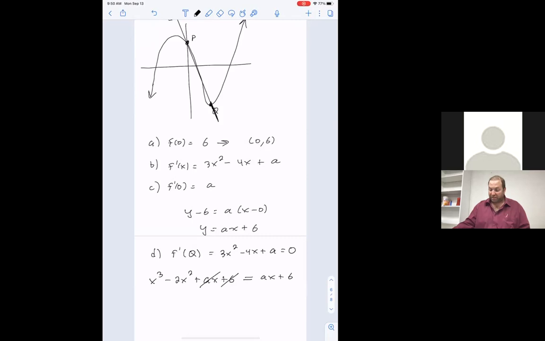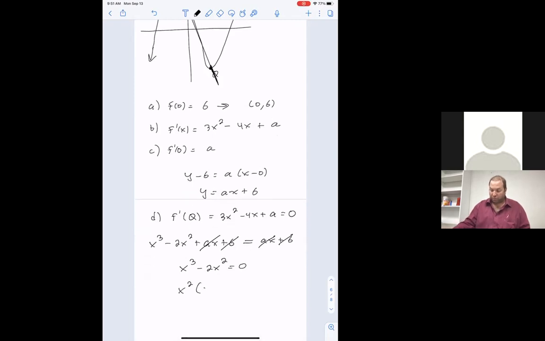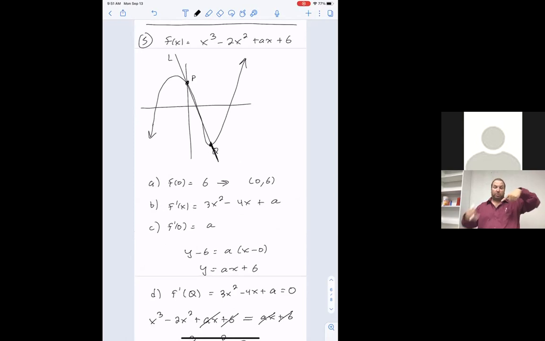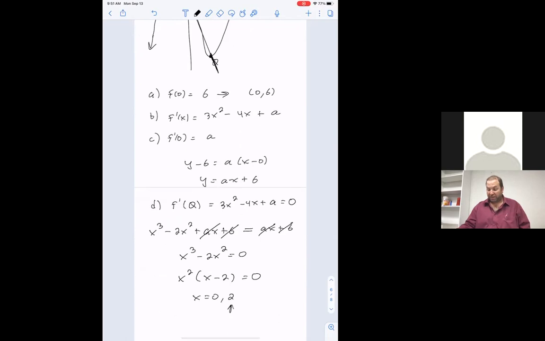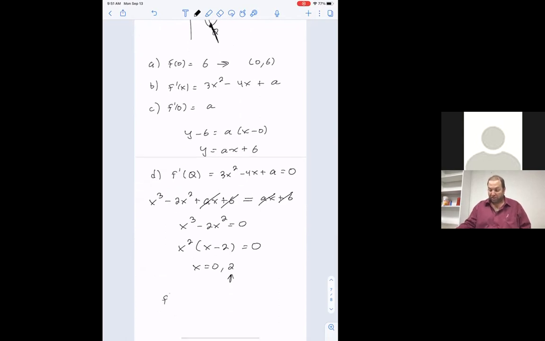The ax plus 6's cancel. I get x cubed minus 2x squared is equal to 0. If I factor out x squared, I get x squared times x minus 2 is equal to 0. And I solve, I get either x equals 2 or x equals 0. Now, I already know when x equals 0 that they coincide because that's the tangent line. So the other point must be 2. This must be the x value of 2. What is f prime of 2? 3 times 2 squared, that's 12, minus 4 times 2, minus 8, plus a is equal to 0. A therefore must be negative 4. A must equal negative 4.